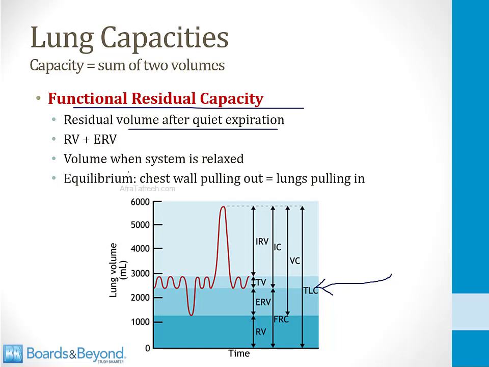But in terms of volume, the functional residual capacity is the residual volume plus the expiratory reserve. It's these 2 volumes right here. And like I said, it's the volume when the system is relaxed, and as we'll talk about later, it's an equilibrium position where the chest wall is pulling out and the lungs are pulling in and the forces are balanced.